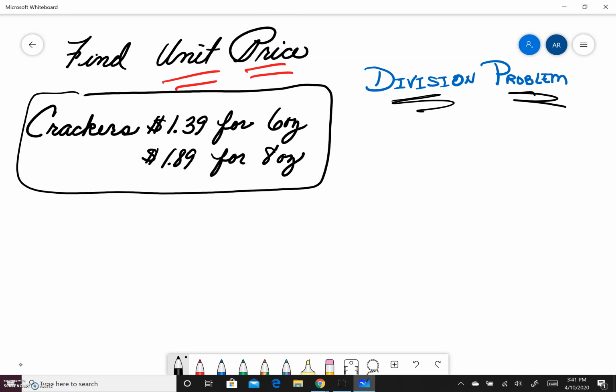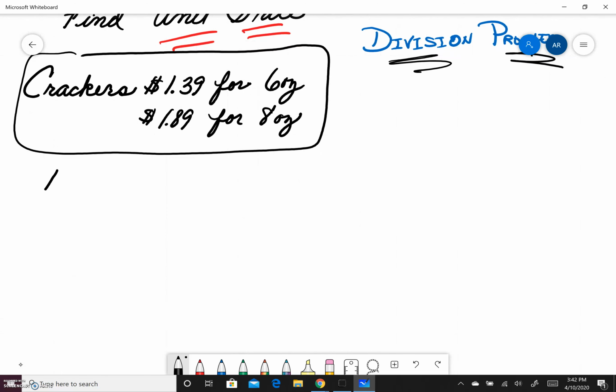So you have two different types of crackers. One is $1.39 for 6 ounces, and the other one is $1.89 for 8 ounces. So you'll have a 3-part question. The first part will ask you to come up with the unit price for the first cracker. So it's just a division problem. If we do the first one, it would be 1.39 divided by 6 ounces. So it would be the price per ounce.